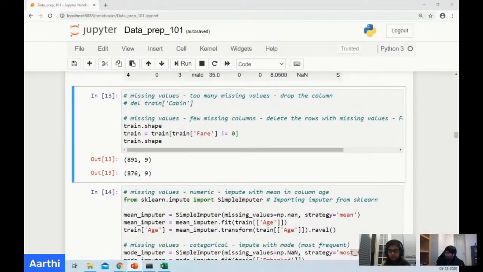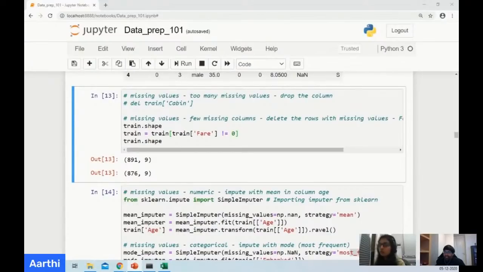Aarthi, one quick thing before we jump in, we have a couple of questions, if you don't mind addressing them. One is, people are asking when they should split the data into train and test data, before imputing the missing values or something.